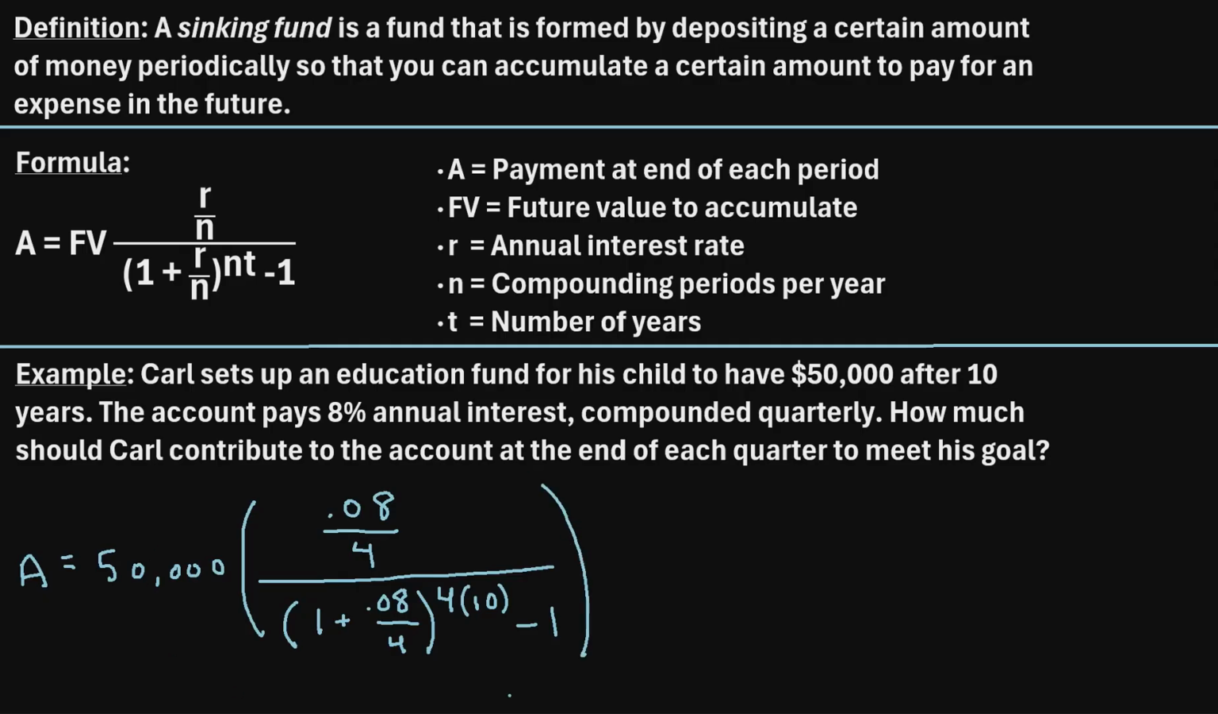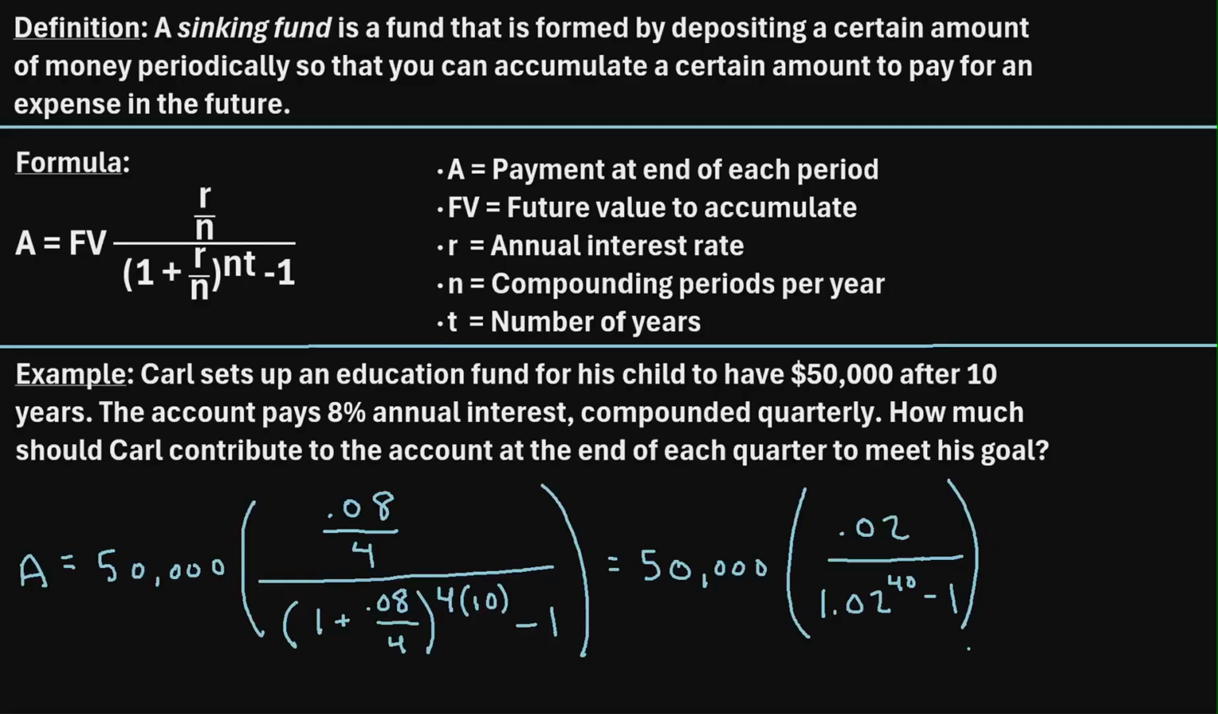So this is the formula that we can use to actually figure out how much Carl should be contributing to this account at the end of each quarter. If we simplify this a little bit, here's what we get. And then if we punch all of this into a calculator, we end up with $827.79. So this is the amount that Carl needs to contribute at the end of each quarter in order to have $50,000 after 10 years. So that was just a quick example of how to calculate the periodic payment for a sinking fund.